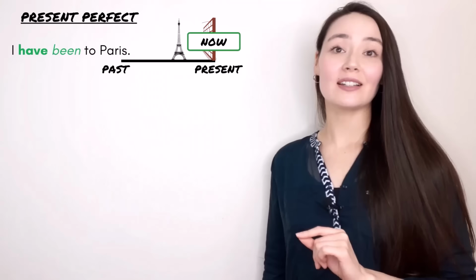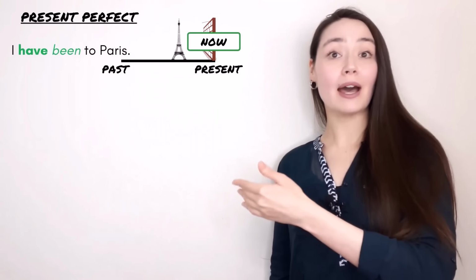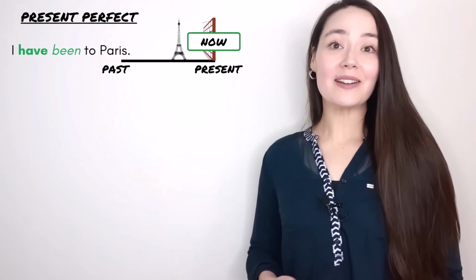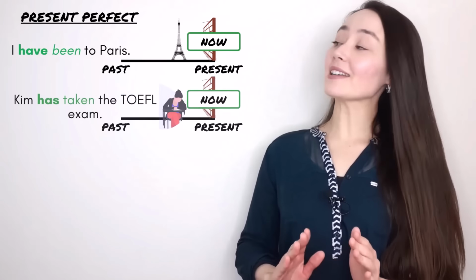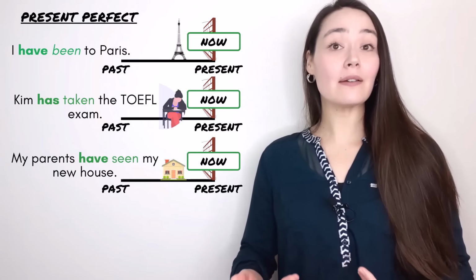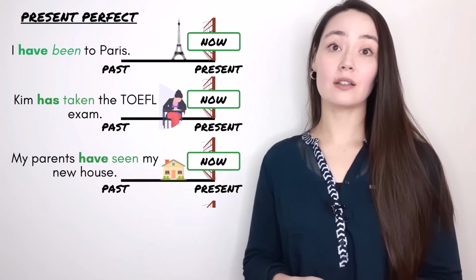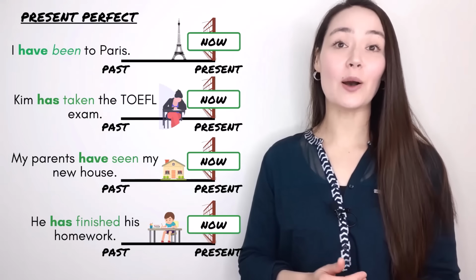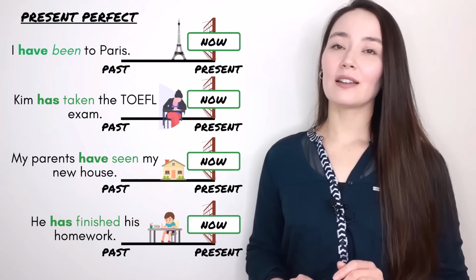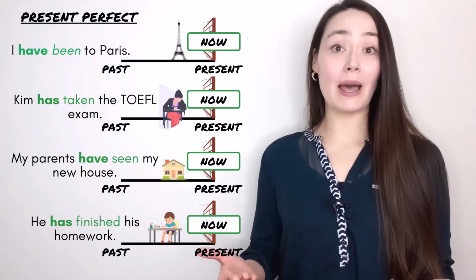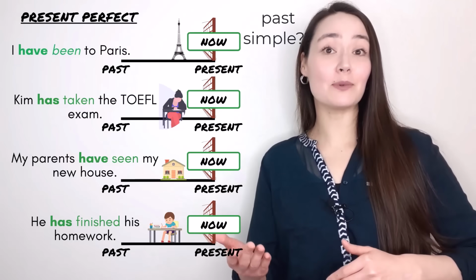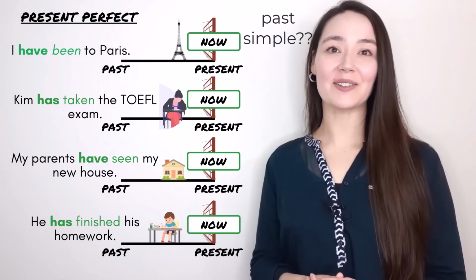Present perfect. I have my timeline with the past and the present. I have been to Paris. Kim has taken the TOEFL exam. My parents have seen my new house. He has finished his homework. I know what some of you are thinking. Isn't this the same as the past simple? Don't worry, we will compare the past simple and the present perfect later.